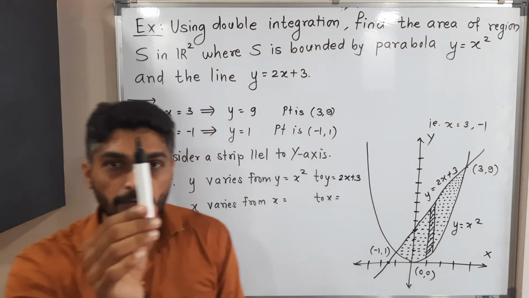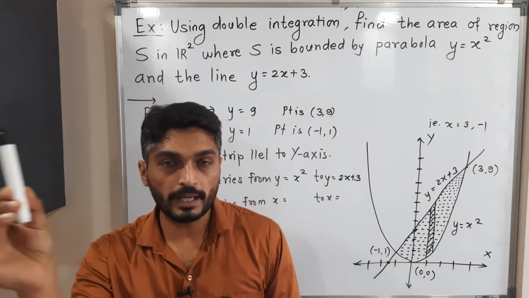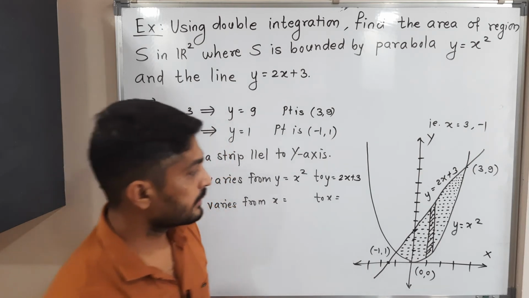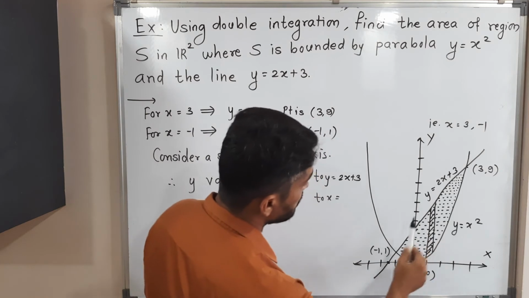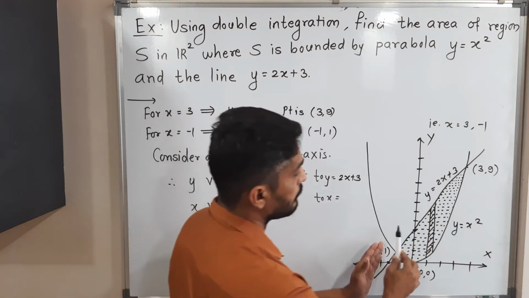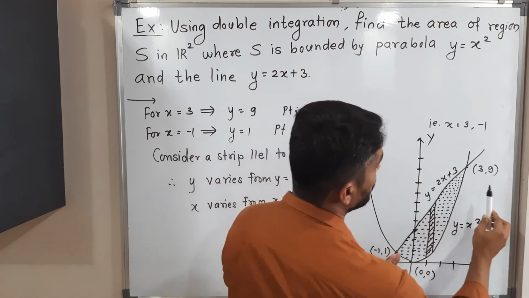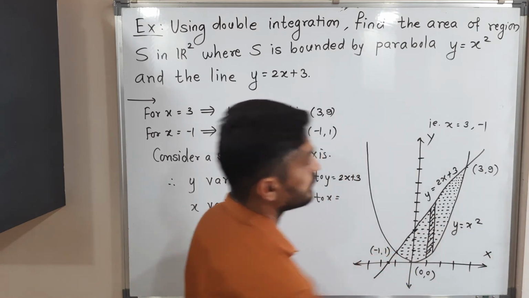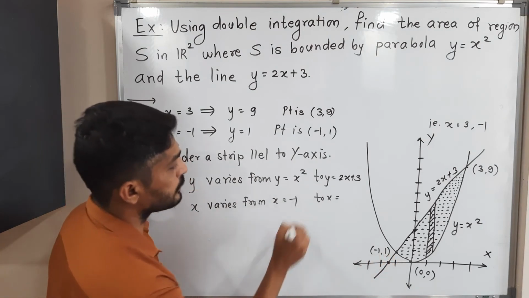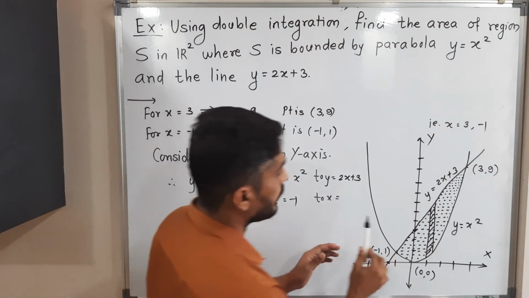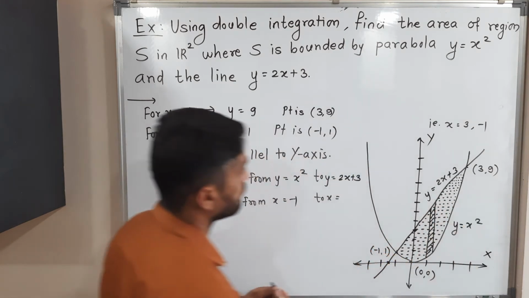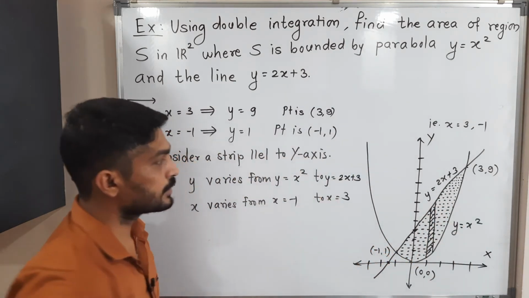After that, the strip will move like this, parallel to the y-axis, and cover the entire region of integration. On the left-hand side it should start at this point, where the value of x is minus 1. It will move like this and go up to the last corner, which is 3 comma 9, where the value of x is 3. So in this way we got the limits.